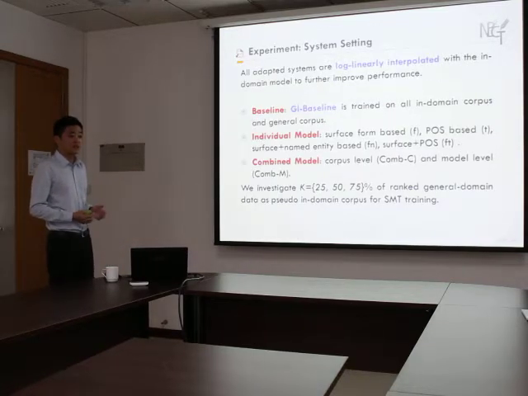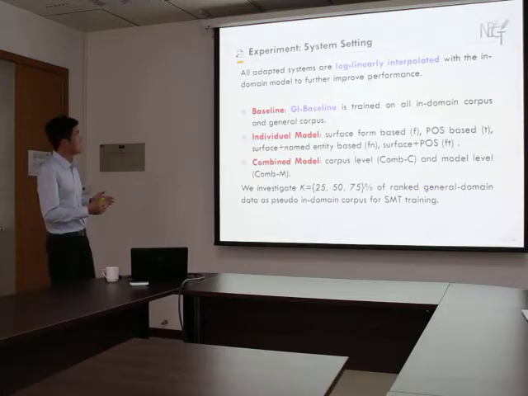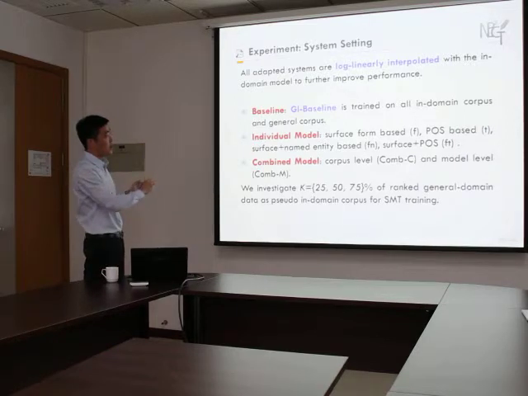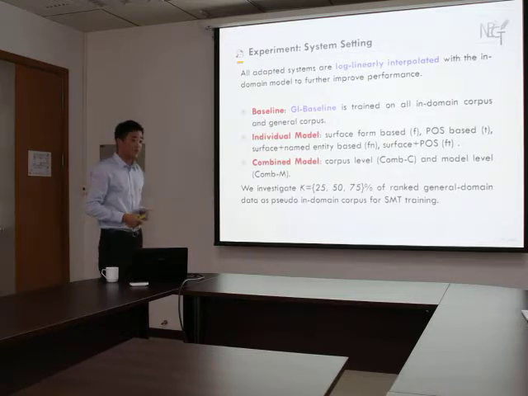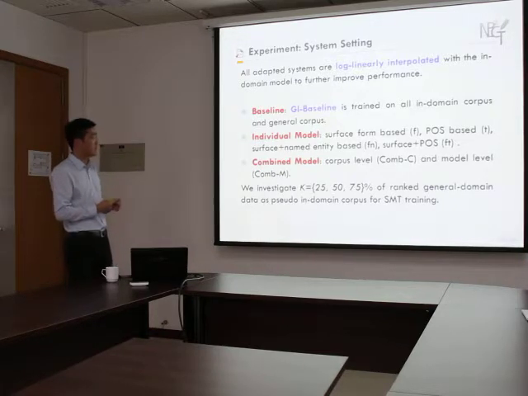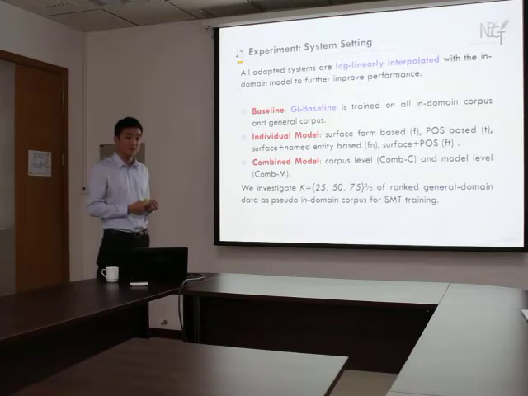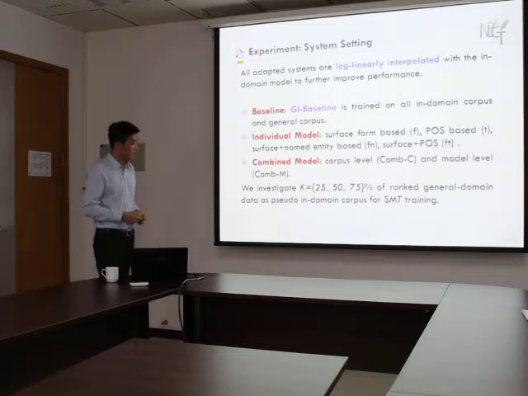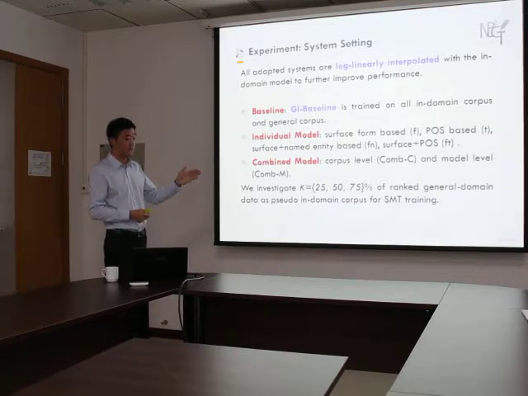Here, the system is a little different, because all the adapted systems are linearly integrated with the in-domain model to further improve their performance. So the baseline is now trained on all in-domain plus general domain data. For individual models, I explore the surface form-based, POS-based, surface form plus named entity-based, and surface form plus POS-based. Combined models are corpus level and model level combinations. I set K at 25, 50, and 75.